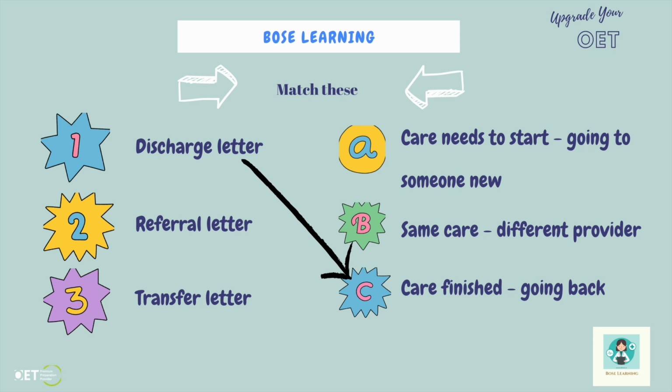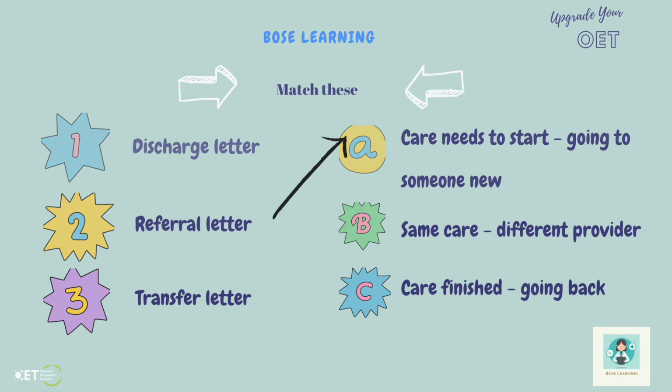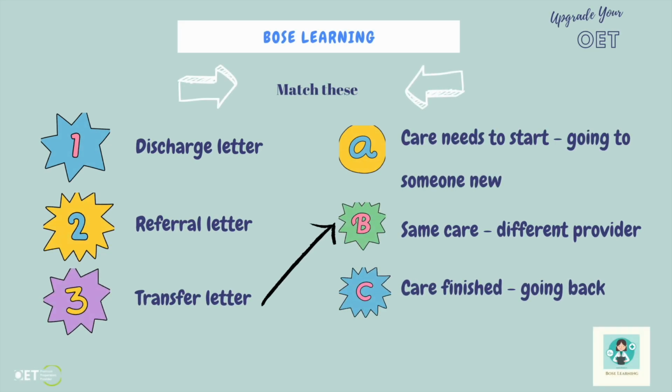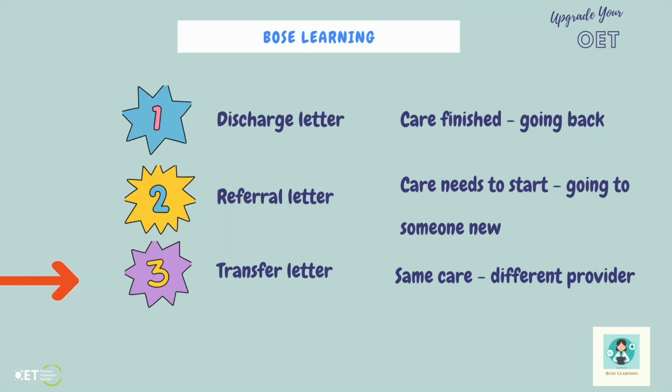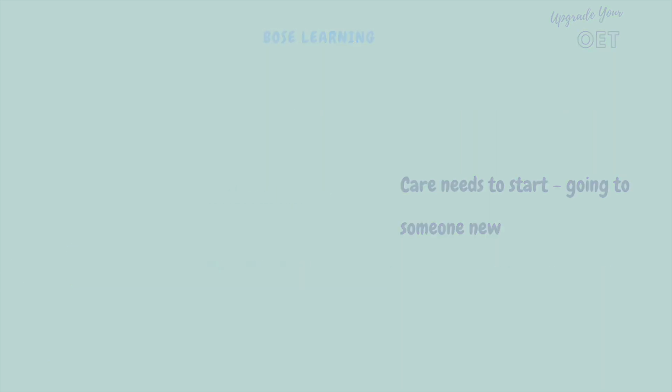So we can think of it this way. If you're writing a letter of discharge, you've finished caring for the patient and the patient is going back somewhere, back into their family maybe, or back into their primary care provider's supervision. If you're writing a letter of referral, care needs to begin, so you're referring your patient for further care with somebody new. However, a letter of transfer just continues the same care with a different provider. So there's your patient receiving care with you, and they're going to receive the same care with somebody else. So here's a little summary for you again, and it's a great way to help you think about what you need to include in your letter.